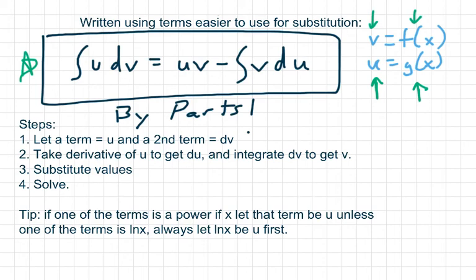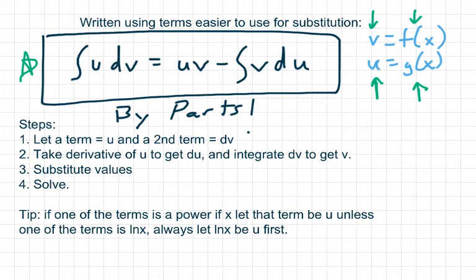So now I've got steps. Let a term equal u and a second term equal dv. So that's how it starts. And you're going to see that there's no real right or wrong. Well, I shouldn't say that. There is a right or wrong, or an easier way, but there's certain things that we always let happen first. Then we take the derivative of u to get our du, and we integrate dv to get the v, so we'll have all four things that we need for the formula. Then we substitute our values in, and we'll solve it.